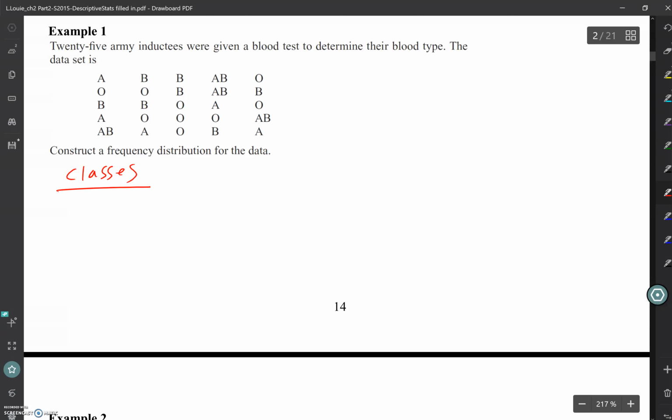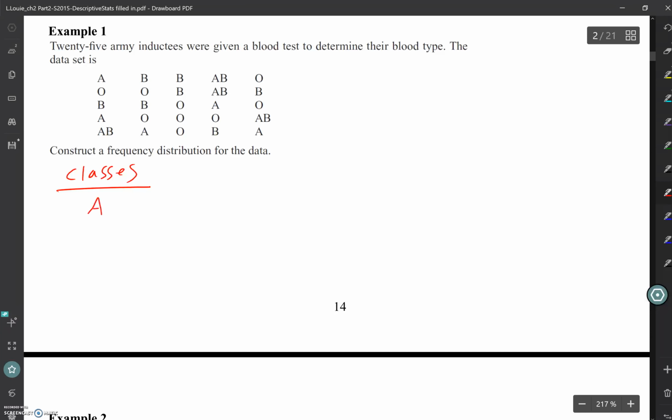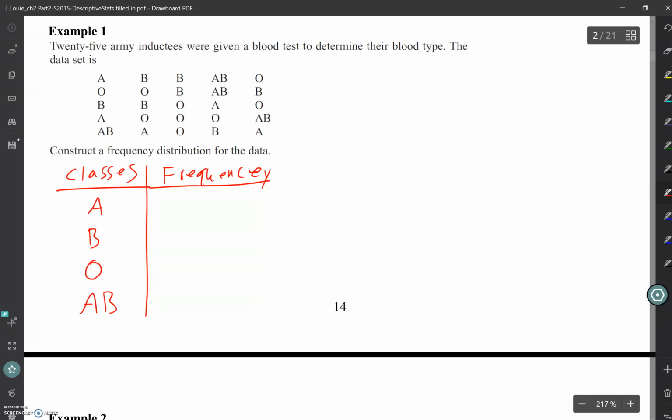And in this case, our classes are our category names, so we're just going to use our blood types: the A's, B's, O's, and AB's. And then we're going to have our frequency counts. All right, so how many A's do we have? 5. And that's just going through and adding them all up.